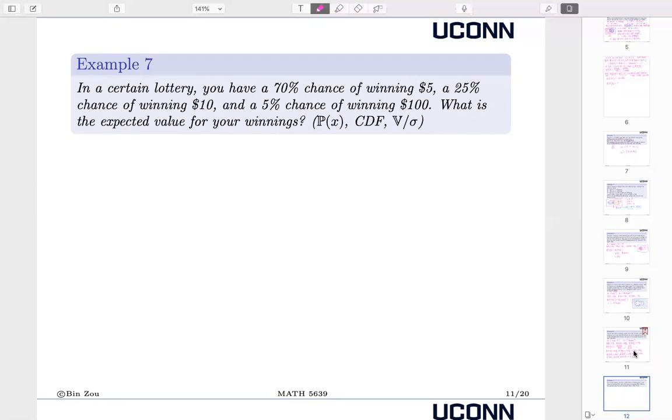A standard way is to think about what is your sample space, right? So here we have 3 possible scenarios. We can call them omega 1, omega 2, and omega 3. And we can have probabilities: P1 is 70%, P2 is 25%, and P3 is 5%.